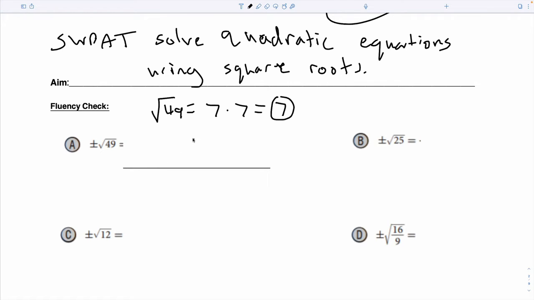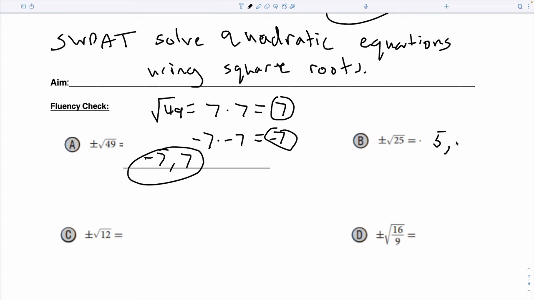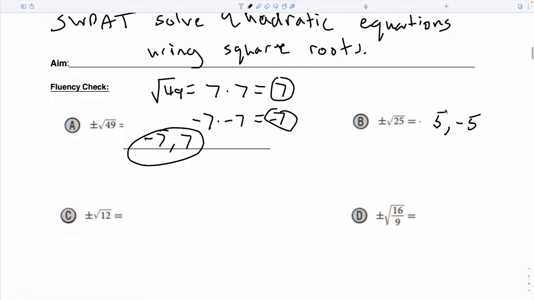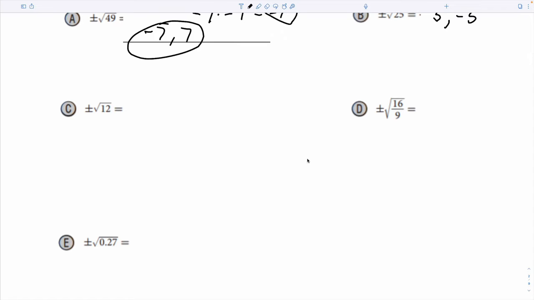Because you have two negatives making a positive. The answer to the square root of 49 is not just 7. It is also -7. You'll see this little symbol here where it says plus minus square root. Whenever you take the square root of something, you are going to have to include a plus and a minus option. So the answer for this is 7 and -7. The square root of 25 would be 5 or -5.